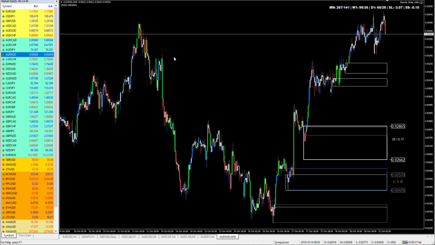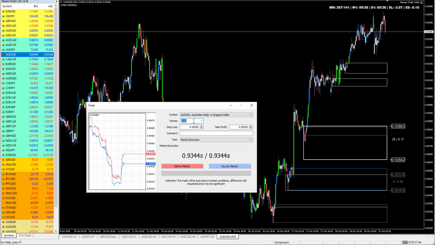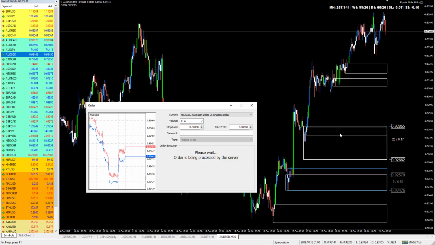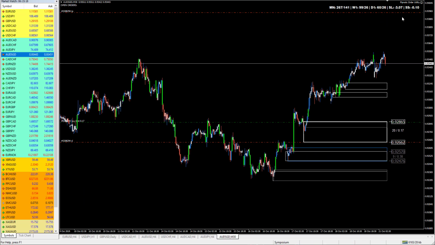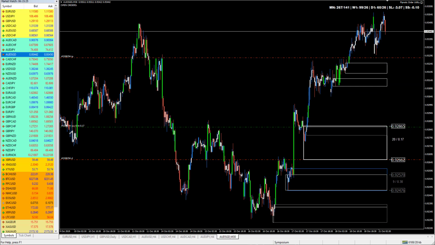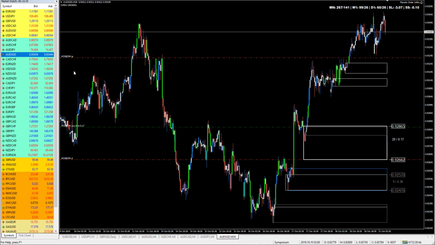So the 92.80. So call it tiny lot size. Sorry, big lot size. Buy limit at the 92.86. Put that in there. Like that. Okay. So how many do we have? And we have quite a few in there.